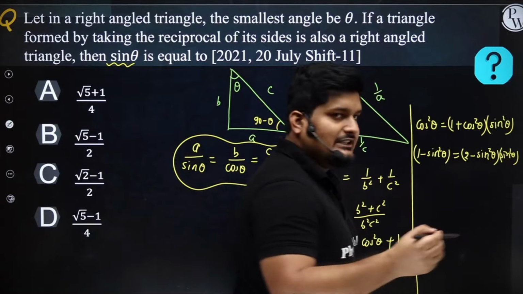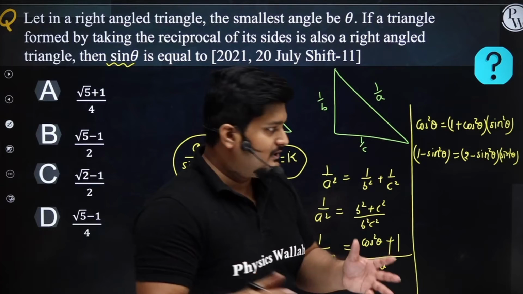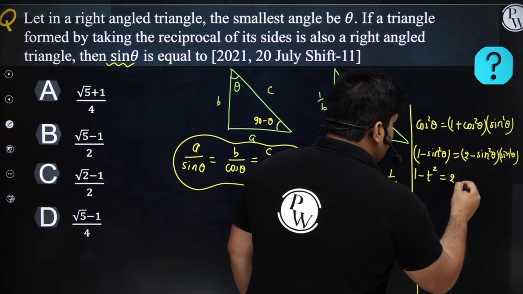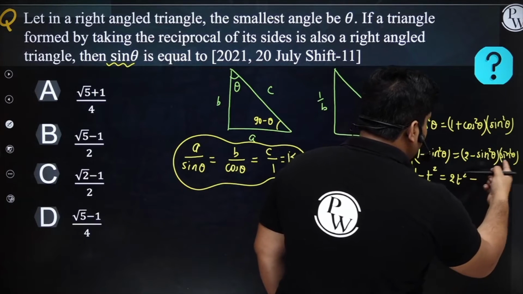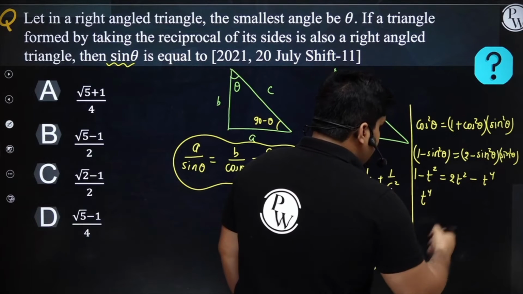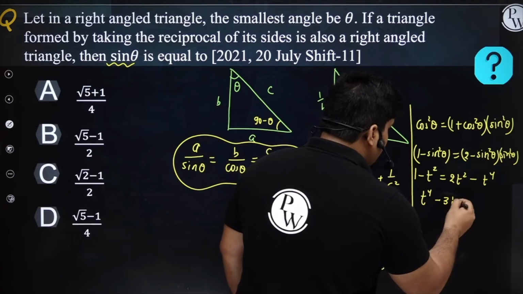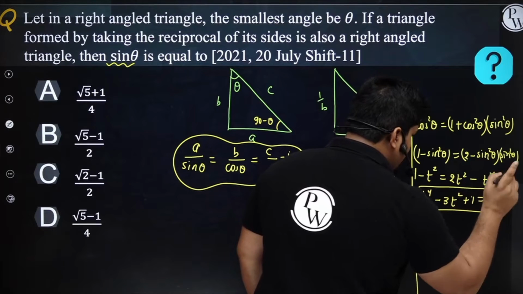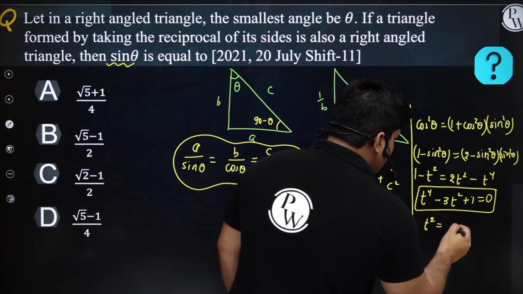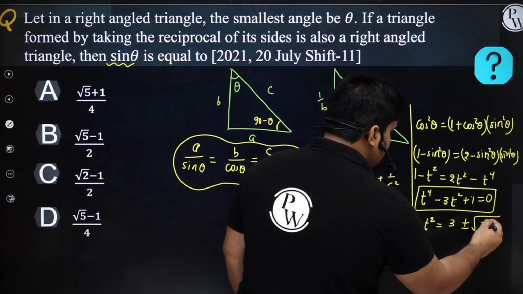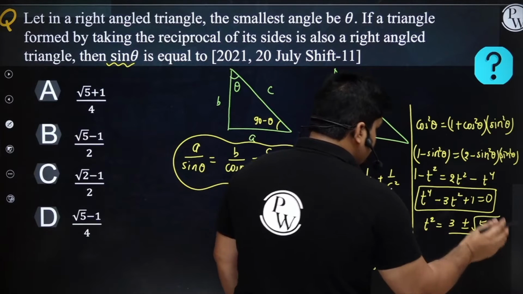Let's take sine theta as t. So you have 1 minus t square is equal to 2t square minus t power 4. So we get this equation, t power 4 minus 3t square plus 1 equal to 0. Now, remember t is sine theta. So from here, what will be t square? It will be 3 plus minus square root of b square minus 4ac, divided by 2a, right?